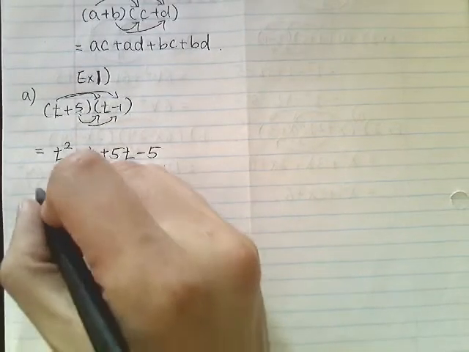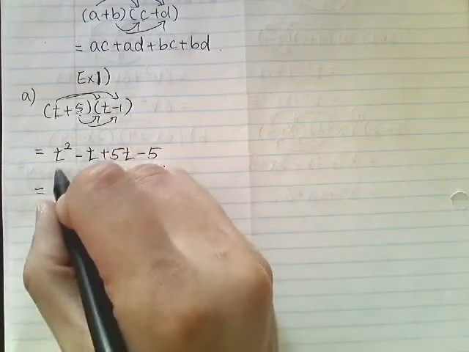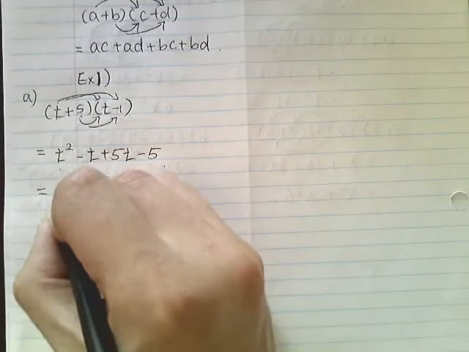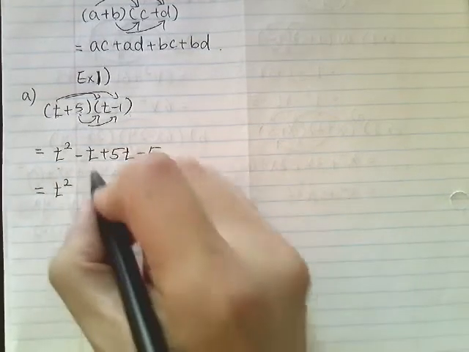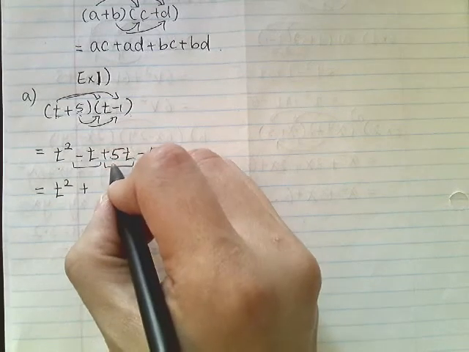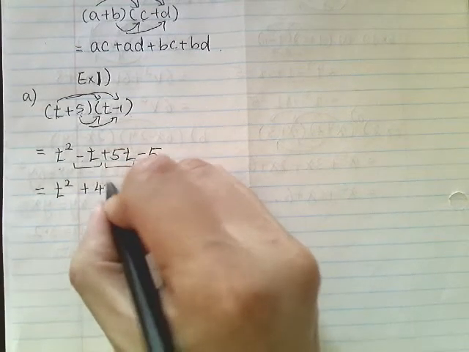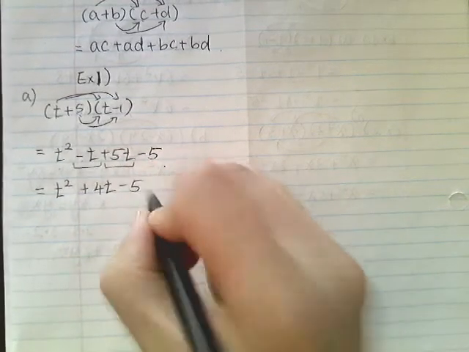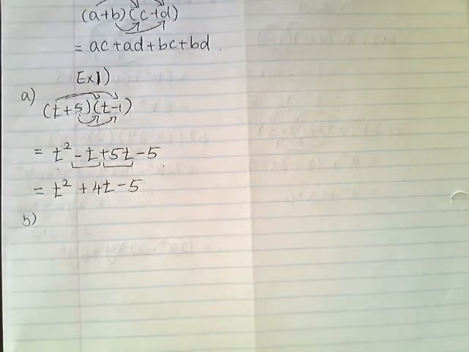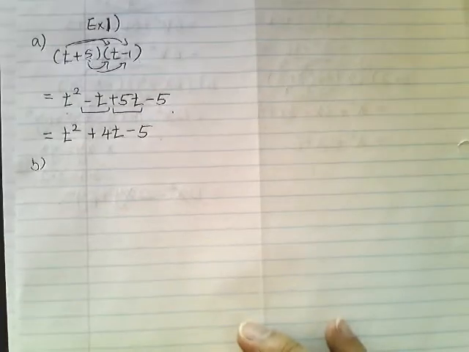Now, having said that, we need to collect the like terms. Take a look at the first, which is t squared. We don't have any other t squared, so t squared just comes down. Now t, I have these two. So negative 1t plus 5t will be positive 4t. Now the last one will be negative 5. So we're done.